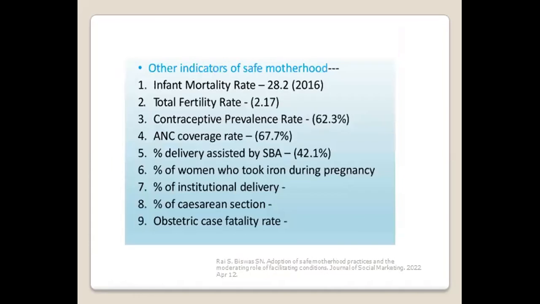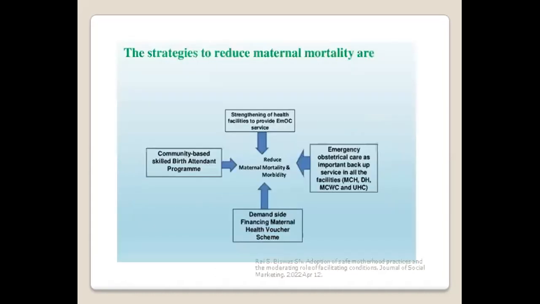Other indicators of safe motherhood include infant mortality rate, total fertility rate, contraceptive prevalence rate, antenatal coverage rate, percentage of deliveries assisted by skilled birth attendants, percentage of women who took iron during pregnancy, percentage of institutional delivery, percentage of cesarean section, or obstetric case fatality rate.